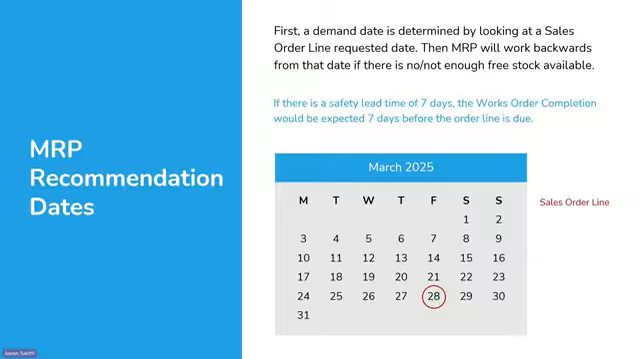So how it works is we have a sales order for the 28th of March. Safety lead time says, okay, it will be completed on the 21st, or you need to complete it on the 21st. Anything between the 21st and 28th will be a sort of danger zone.